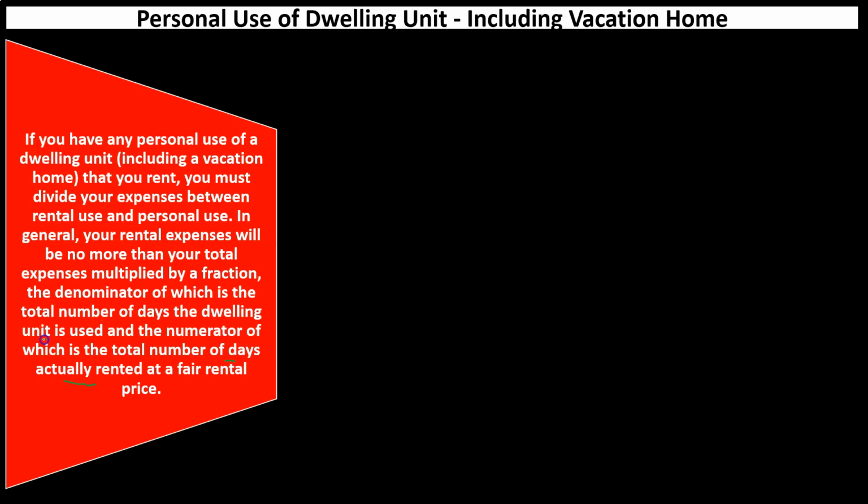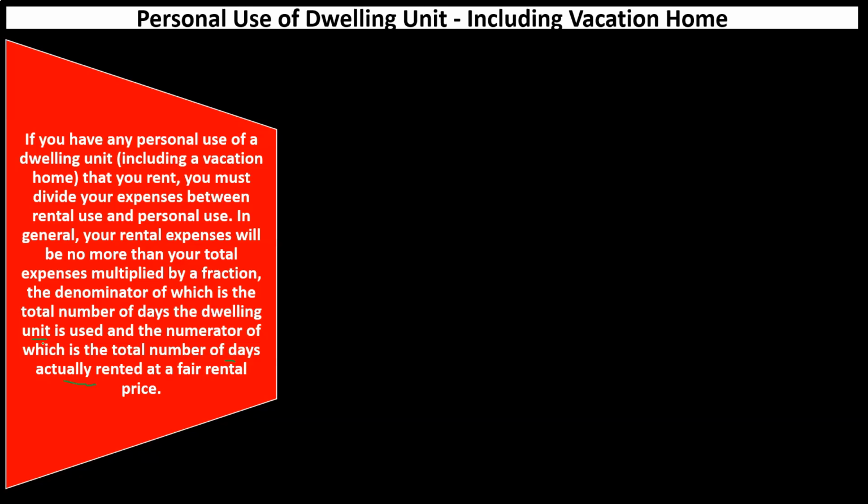So the number of days used and the number of days rented is what we have here. Notice what they didn't say here is the number of days in the year. They didn't just say 365, or the number of days within the year, being the denominator. They said the denominator is when the dwelling unit was used. So that means that when we look at this ratio, it kind of makes sense.